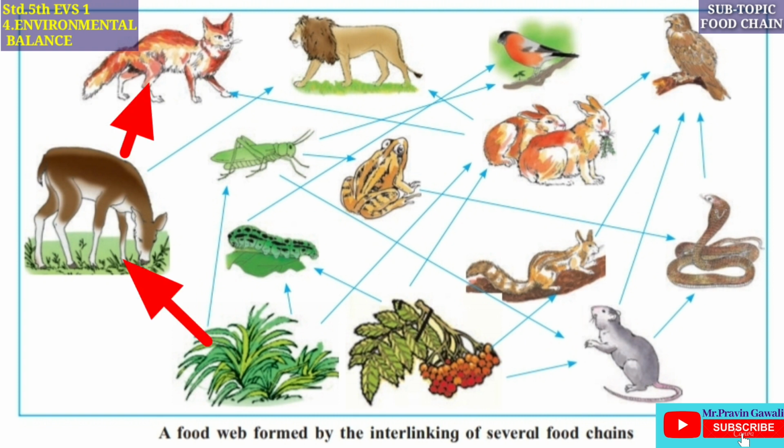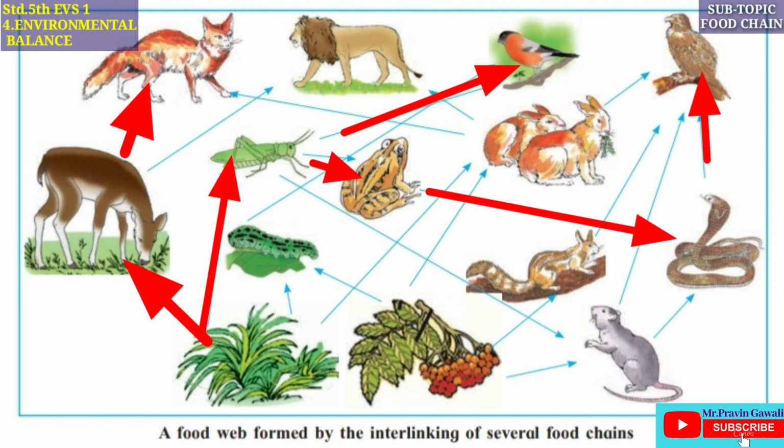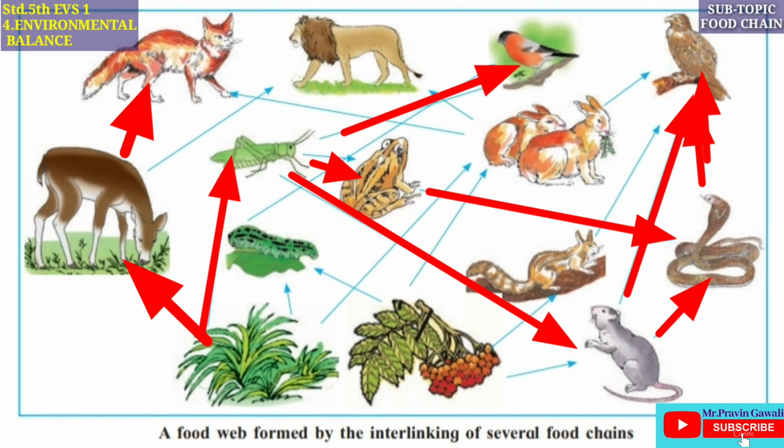Grass, deer, fox. Grass, grasshopper, bird. Grass, grasshopper, frog, snake, hawk. Grass, grasshopper, rat, snake, hawk. Grass, grasshopper, rat, hawk. Grass, leafworm, bird. Grass, rabbit, hawk. Grass, rabbit, lion. Grass, rabbit, fox.